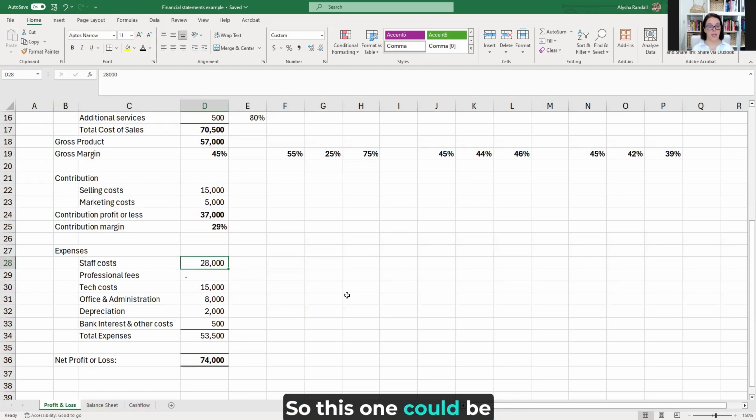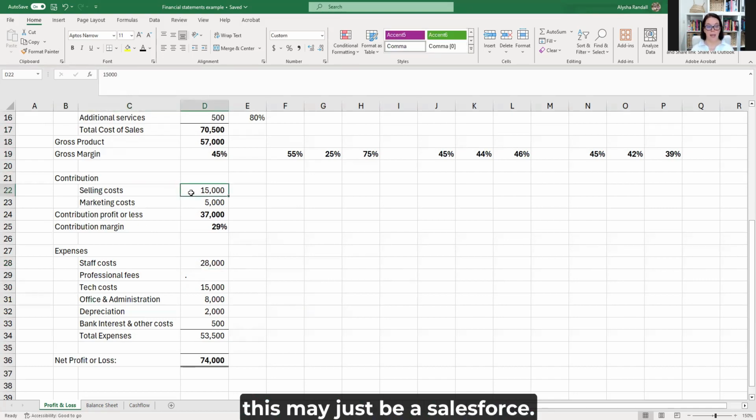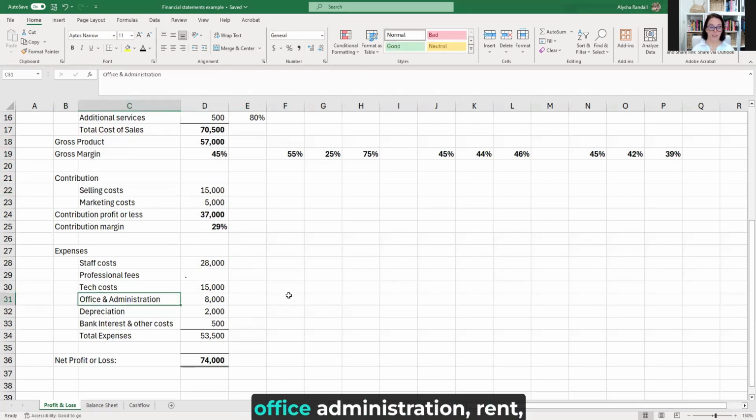So this one could be just your back end. So again, similarly with selling costs, this may just be a Salesforce. So you may want to split out, put your Salesforce in here. Office administration, rent, which a lot of people in startup world don't have too much of anymore. Just your general bit of travel expenses, these kind of things.